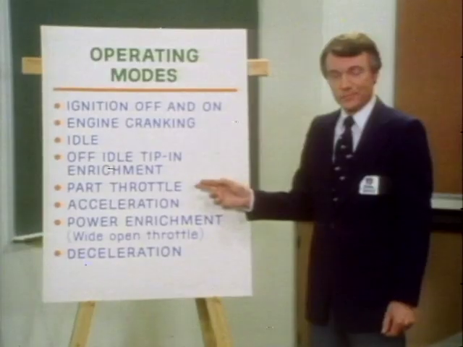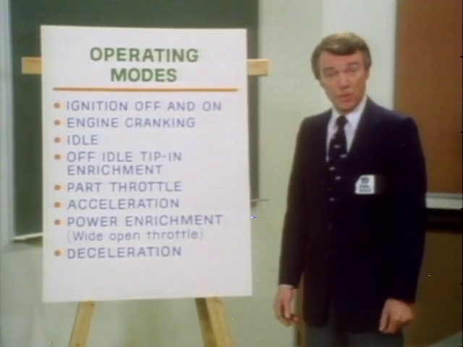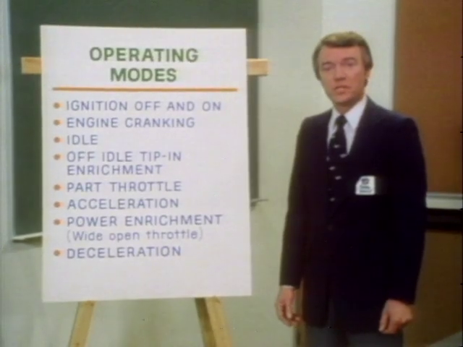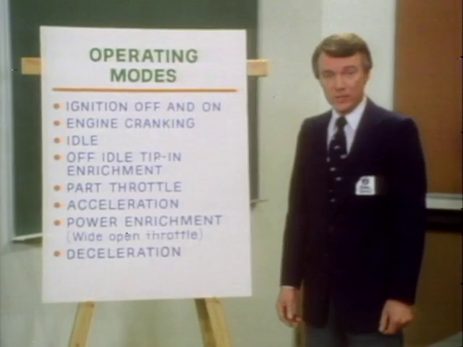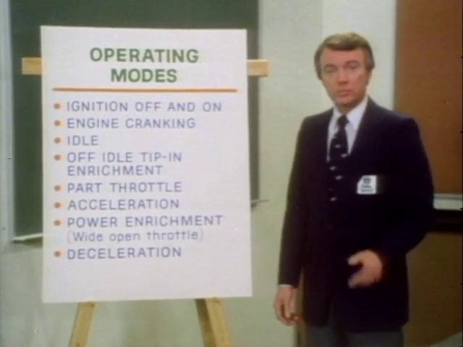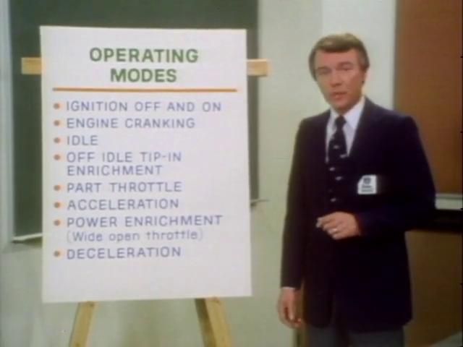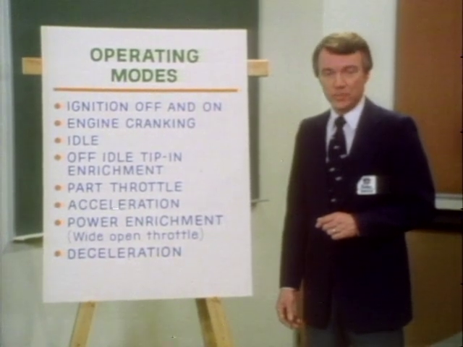Part throttle. The engine primarily operates in the part throttle operating mode. The pulse width, determined by the various DFI inputs to the ECM, is primarily influenced by volumetric efficiency, engine speed, coolant temperature, and the number of cylinders in operation. Spark timing is varying and is primarily based on manifold pressure, engine speed, and coolant temperature.